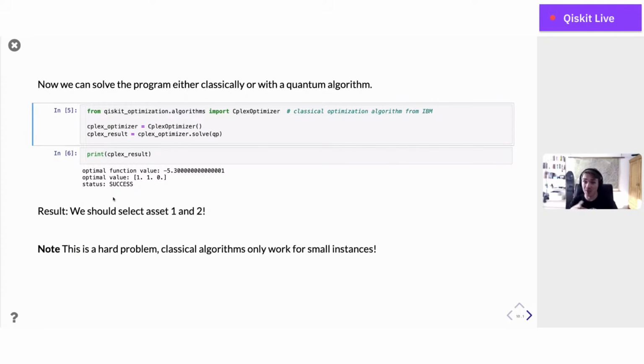Note that quadratic programs are a very difficult problem, and here we could easily solve it with a classical algorithm. But if we have thousands of variables, then classical algorithms can run into big problems.